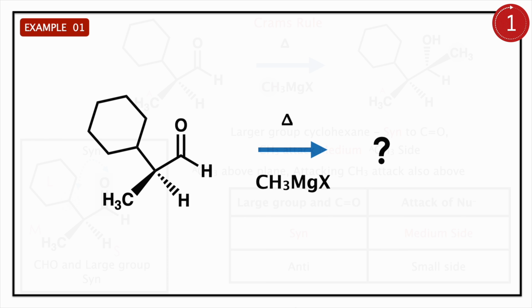You have a carbonyl, that is an aldehyde. At the alpha position, you have a chiral carbon. CH3 is above the plane, hydrogen below the plane, cyclohexane on the plane. You are heating it up. Methyl magnesium halide you are using, that is a Grignard reagent. You should find what will be the final product.